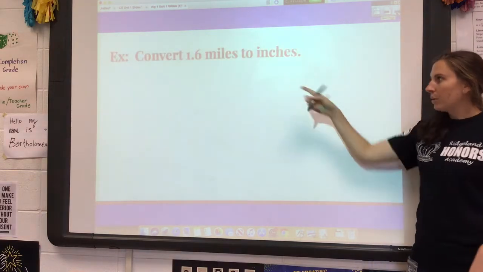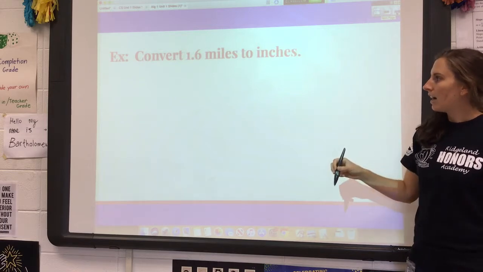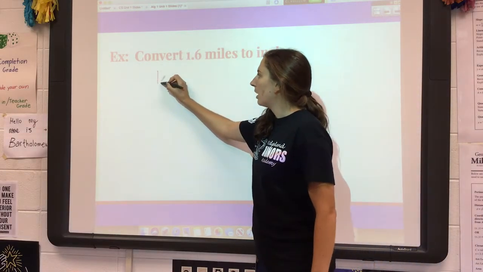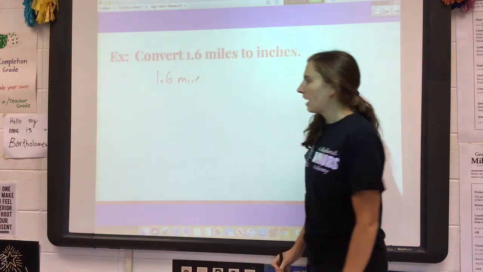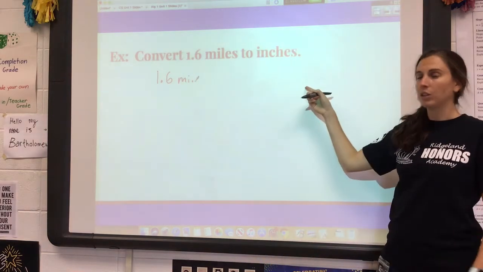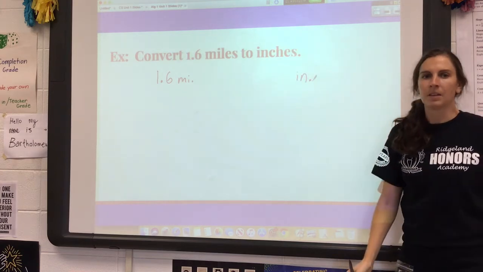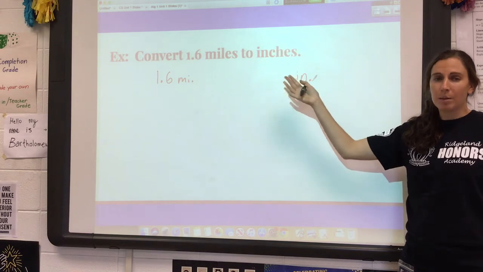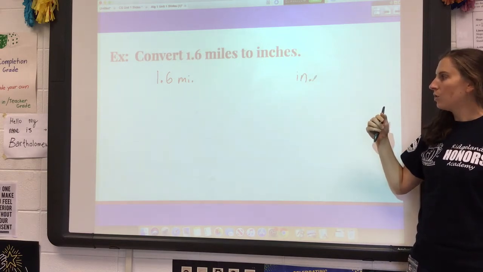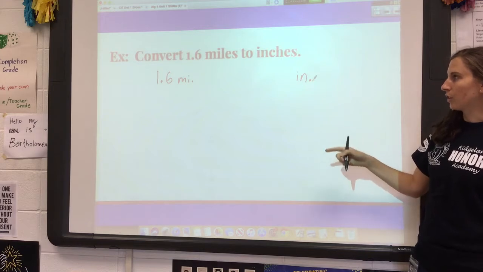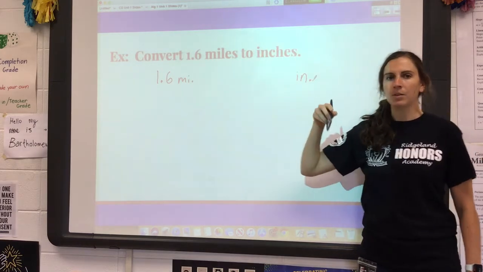So for example, if I want to convert 1.6 miles to inches, I like to write down what I'm starting with, so 1.6 miles. And then I often like to write down what my end goal is. So my end goal is to be in inches. Then I'm going to need at least 1, maybe 2 or 3 steps to get there. And so I don't know the conversion rate, like I don't know how many inches are in a mile.